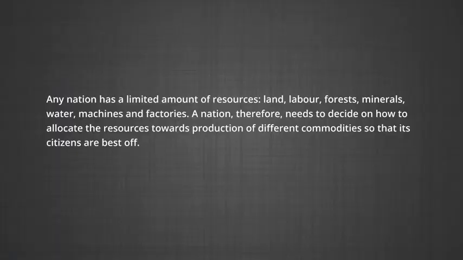The problem at the level of the economy is similar. Any nation has a limited amount of resources: land, labor, forest, minerals, water, machines and factories. All these are limited. A nation therefore needs to decide on how to allocate these resources towards the production of different goods and services so that its citizens are best off. Of course, things are much more complicated at the level of the nation. It is much more difficult to decide what makes a nation better off or best off, and much easier to decide what makes you best off.